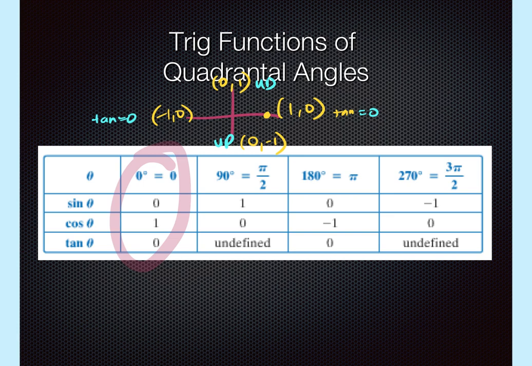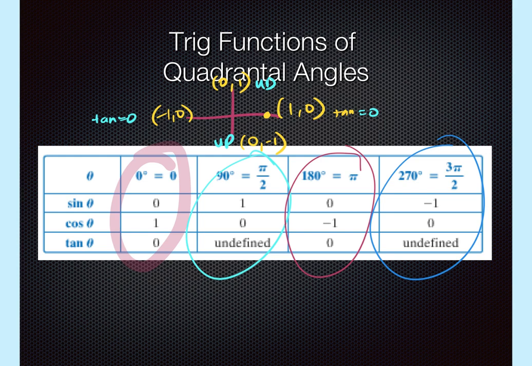So at 90 degrees or pi over 2, my y is 1, my x is 0, my tangent's undefined. Here at 180, on the left, my y is 0, which is my sine. My x is negative 1, which is my cosine, and the tangent is 0. And then the last one, 270, which is at the bottom. Your y is negative 1. Your cosine is 0 because that's the x, and your tangent's undefined.